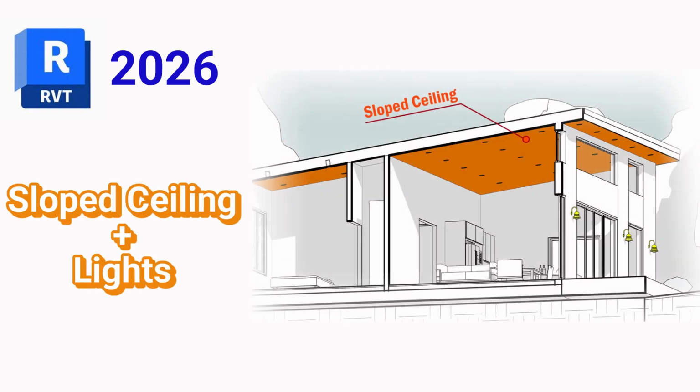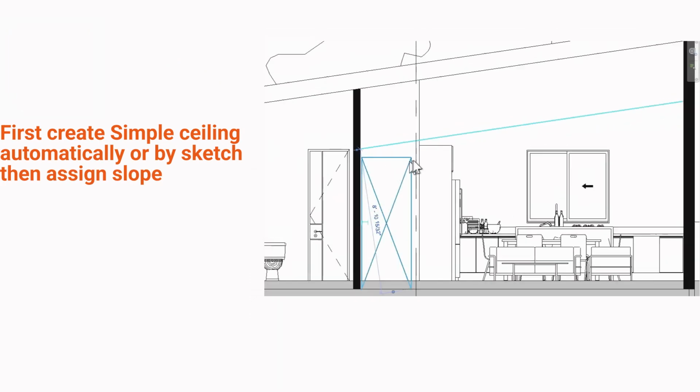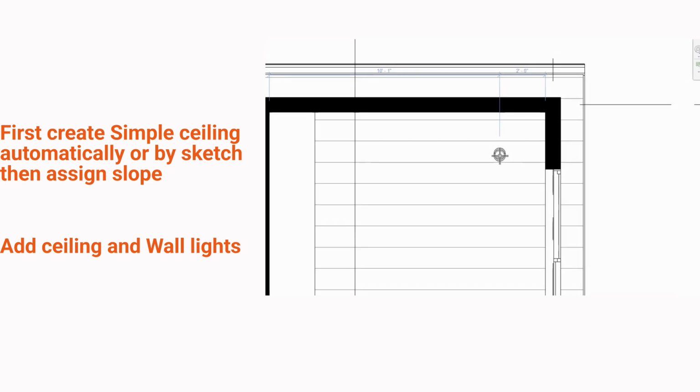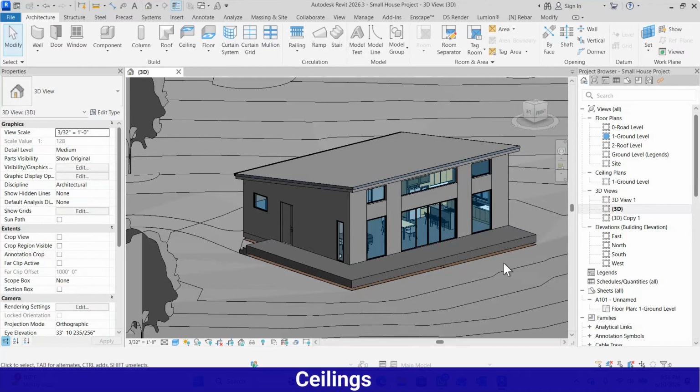Welcome back. In this video, we will learn how to create a simple ceiling and how to make a ceiling with a slope. And then we will add ceiling lights on the ceiling. So let's start. Let's see how to create a ceiling or slope ceiling in Revit.